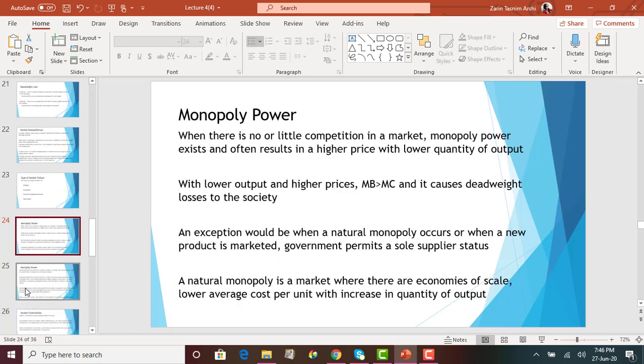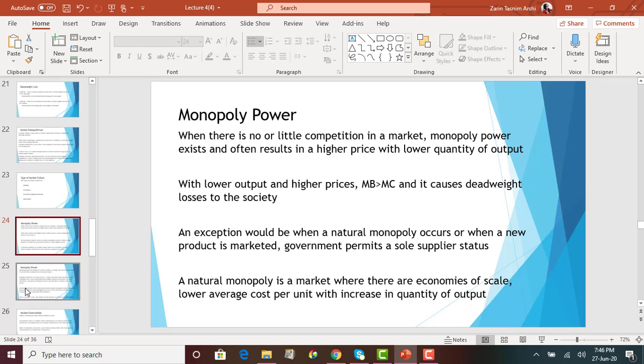Monopoly means when there is a single firm or a single business providing the output and there is no competition in the market. In this case, a monopoly will always produce a lower output and the price will be at a much higher point. So when there is lower output, there is underproduction. That means marginal benefit is greater than marginal cost and there will be deadweight loss to society. So that will cause market inefficiency and market failure in the long run.